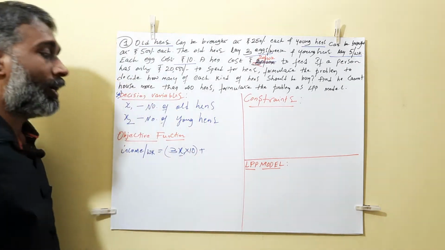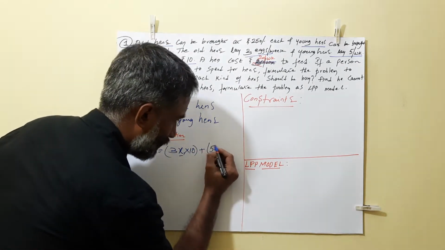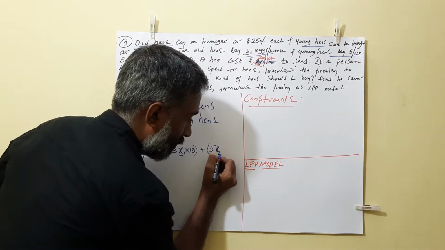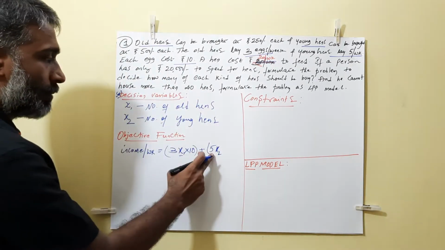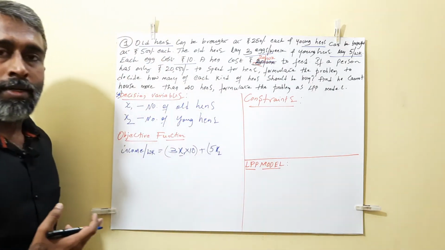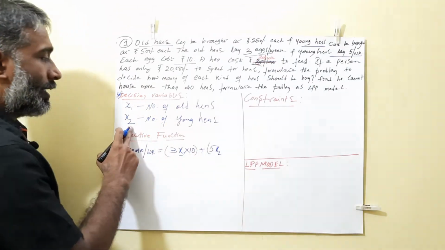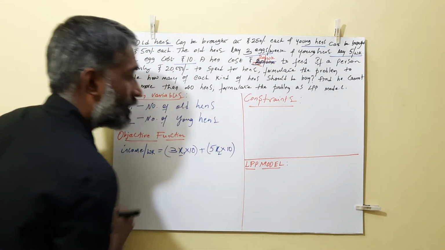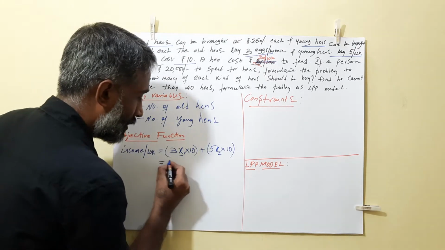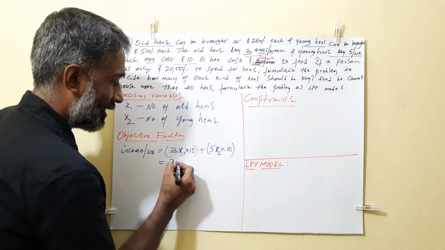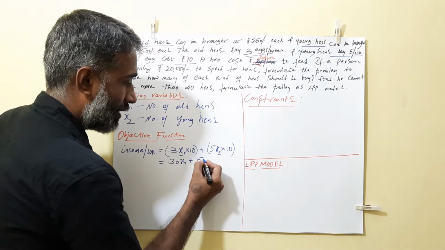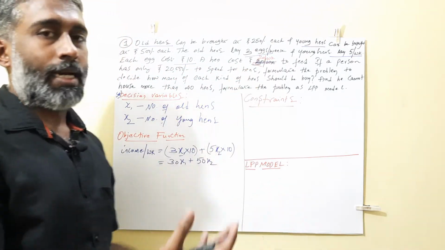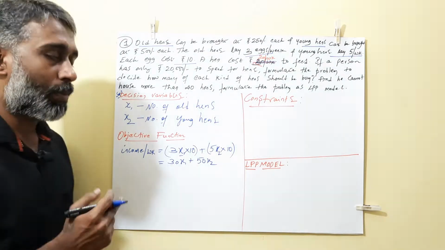If he has, in addition to that, young hens, they lay 5 eggs per week, and x2 is the number of young hens. So 5 is the number of eggs that the young hens lay per week, and x2 is the number of young hens that he is going to purchase, multiplied by the cost of each egg, so it is 10 rupees. So his income per week is 3 times 10, that is 30x1 plus 50x2. So if there was no expense term, then directly that would have been the objective function, 30x1 plus 50x2.